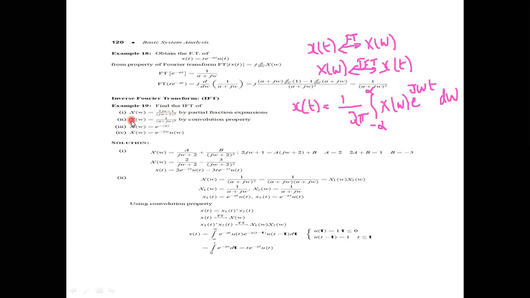And another example they are asking here: x of omega is equal to 1 by a plus j omega whole square, by using convolution. These are the indirect methods, the partial fraction method and the convolution method. For the partial fraction method, the first one, I will explain here.